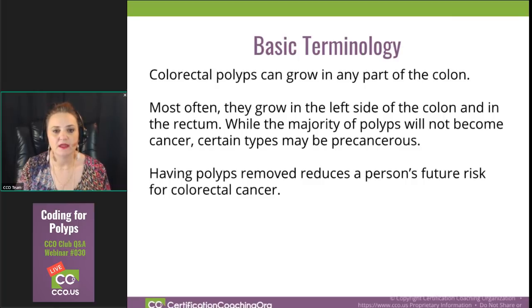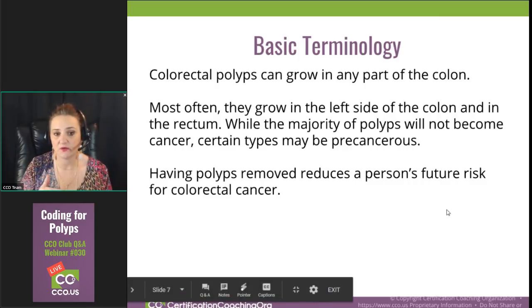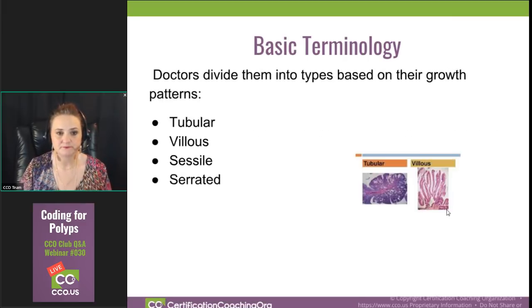Also, it says that a majority of polyps that are taken out are not cancer, okay? But there are some that are precancerous, and we already talked about what type that was. The way you reduce the risk for colorectal cancer is getting those polyps removed right away. Now, here is some other verbiage that you're going to see in the documentation that I wanted you to be aware of. So we said tubular, we said villous, and we said sessile and serrated.